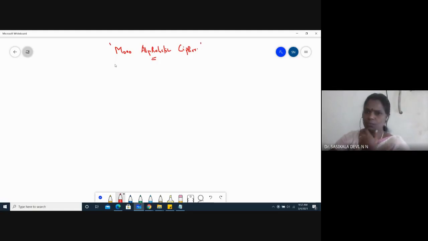So what is this monoalphabetic cipher? It is a kind of substitution cipher. It is based on substitution again, where each character is replaced by another character.